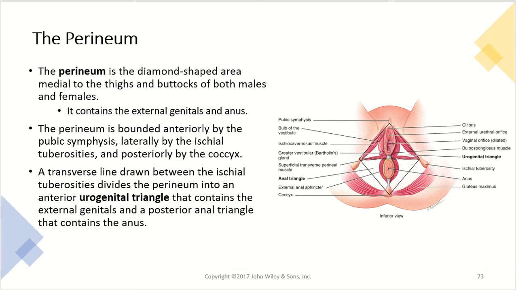Next, we have the perineum. This is a diamond-shaped area that's medial to the thighs and buttocks of both males and females. It's going to contain the external genitalia and the anus. The perineum is bound anteriorly by the pubic symphysis, laterally by the ischial tuberosities, and posteriorly by the coccyx. A transverse line drawn between the ischial tuberosities is going to divide the perineum into an anterior urogenital triangle that's going to contain the external genitals, and a posterior anal triangle that's going to contain the anus.